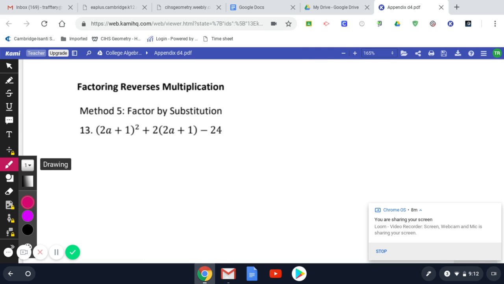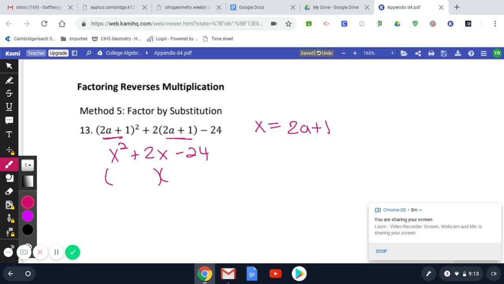Okay, for this, factoring by substitution, the part that I see that's ugly is this. And so I'm just going to call this x. I'm going to let x equal 2a plus 1. What that does is now I have x squared plus 2x minus 24. Now I have something that actually looks decent and nice. And I can say, hey, I know how to factor this.